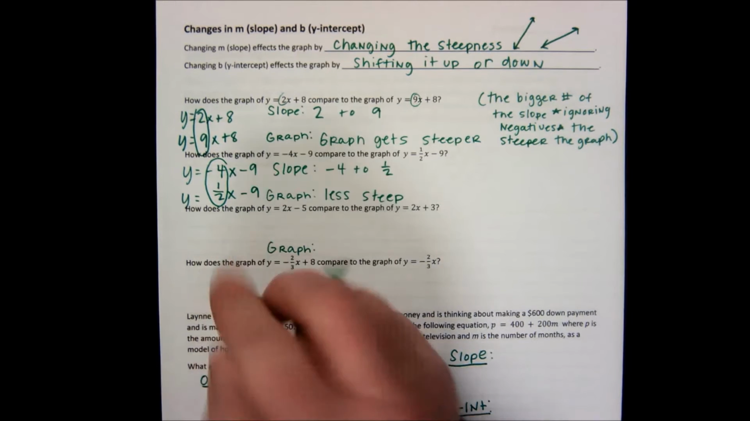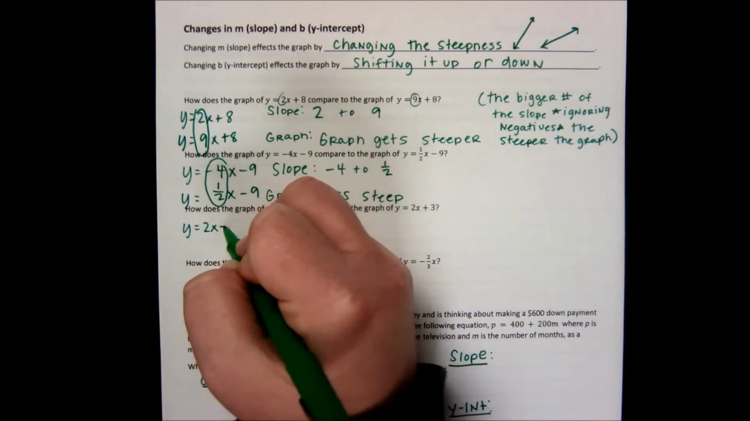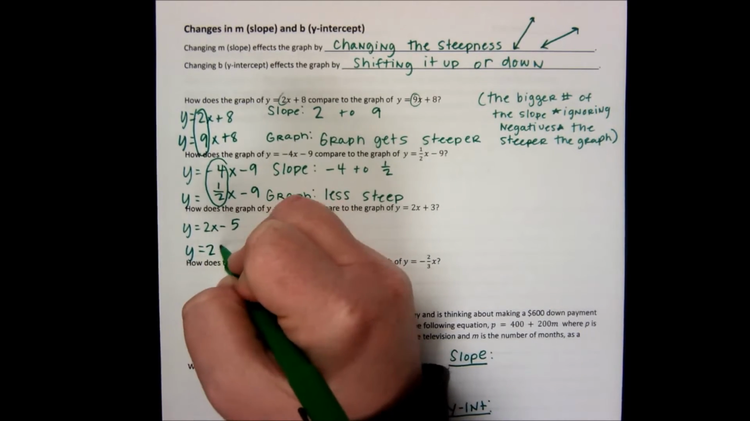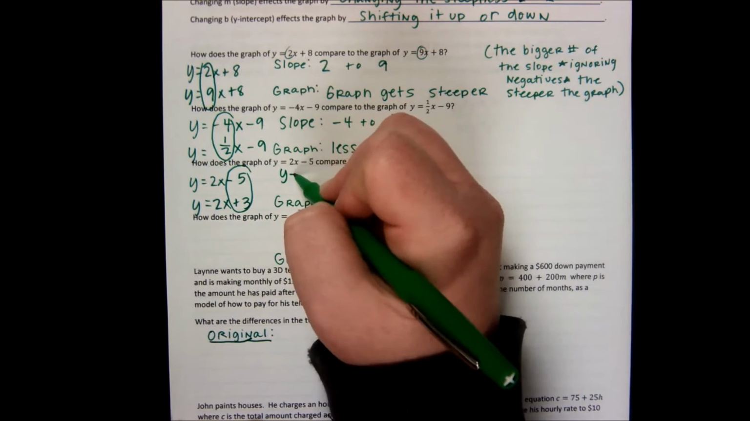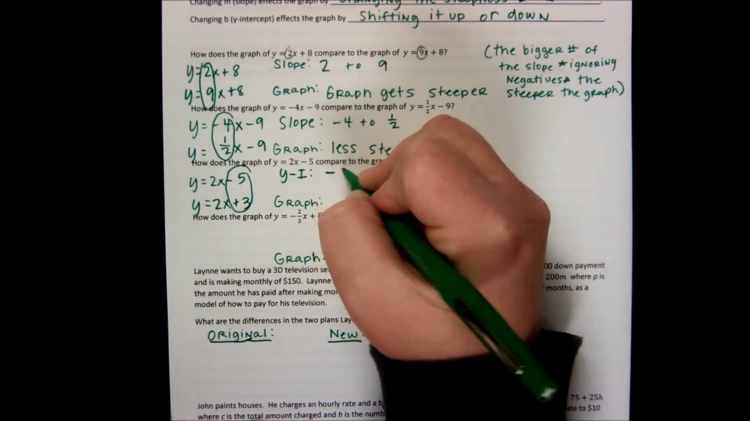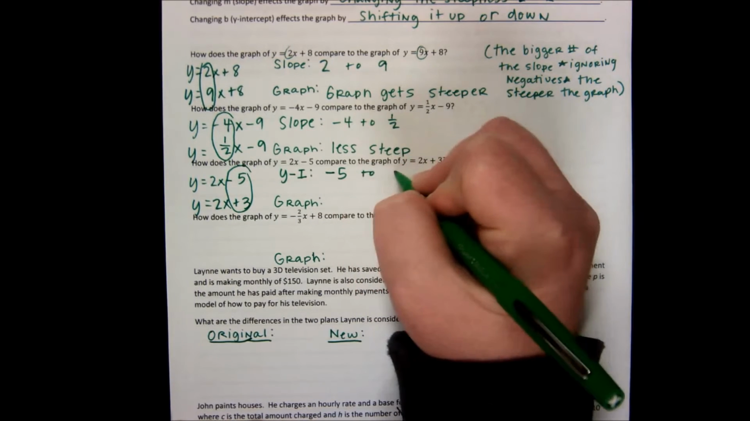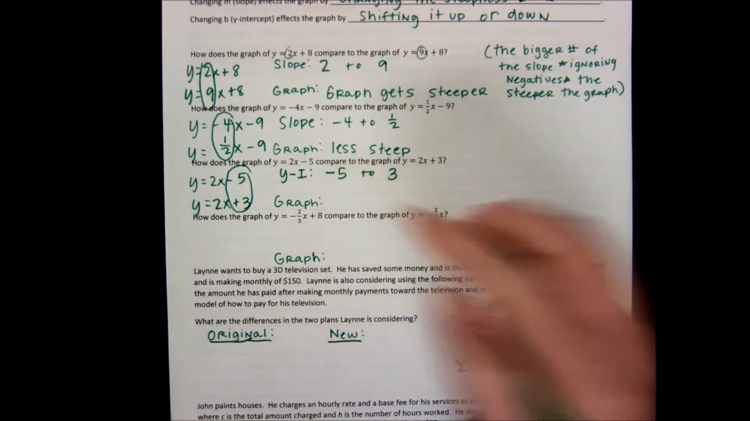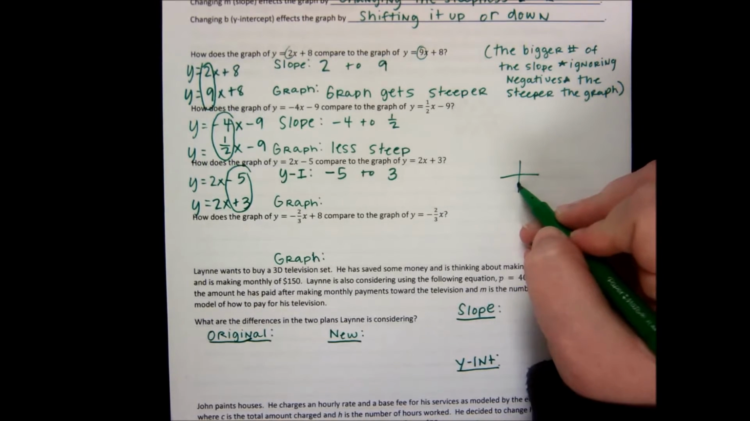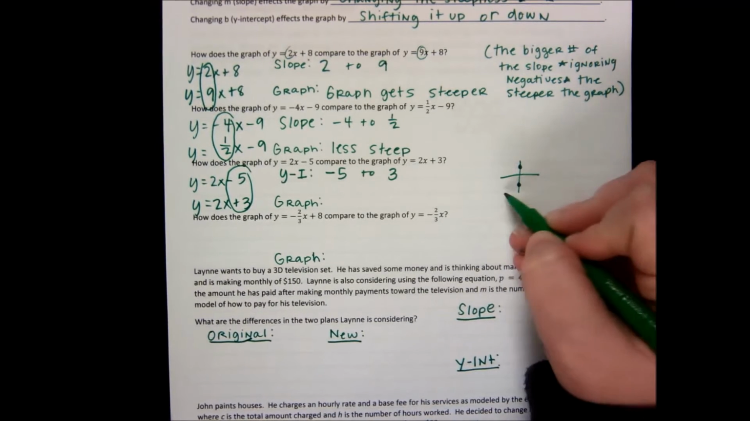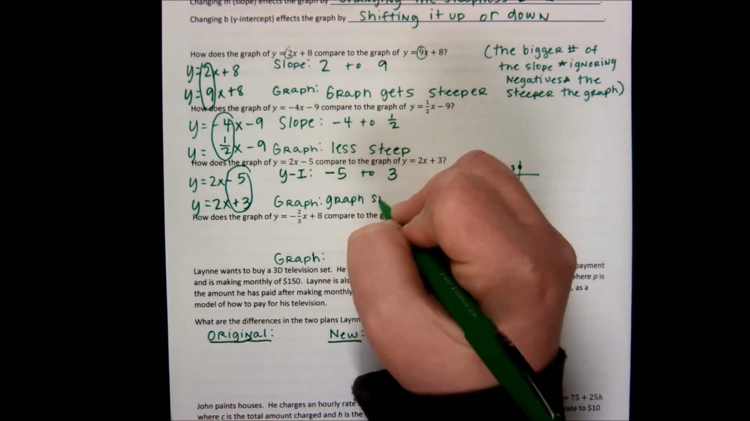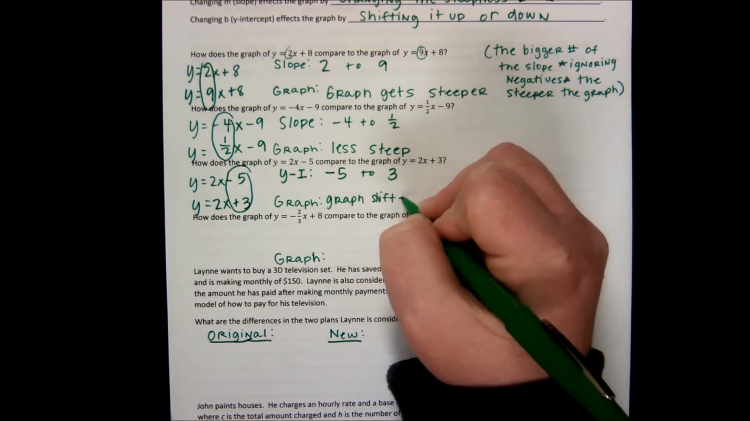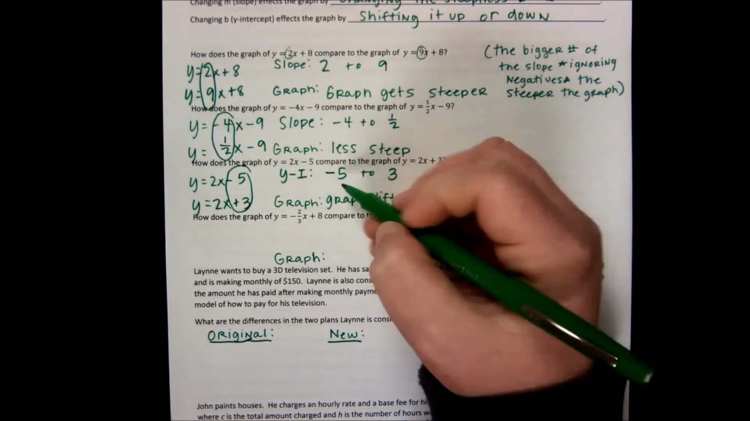All right, let's look at the next one. How does the graph of y equals 2x minus 5 compare with the graph of y equals 2x plus 3? We notice that what's changing is the y-intercept. The y-intercept went from negative 5 to positive 3. So my graph went from crossing the y-axis down here to crossing the y-axis up here at 3. That means my graph shifted up 8, because going from negative 5 to positive 3 is 8 units.